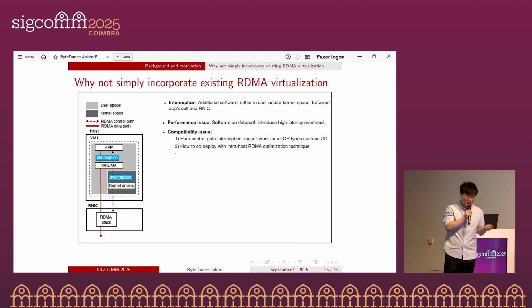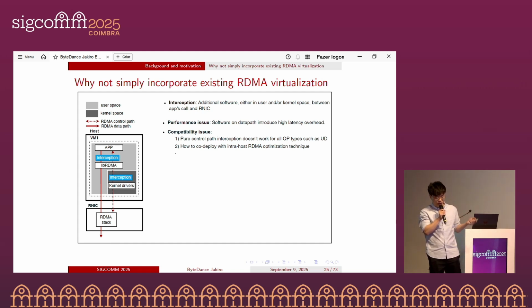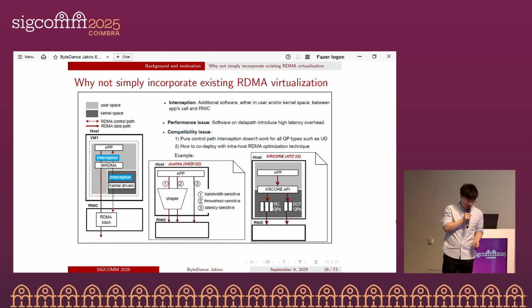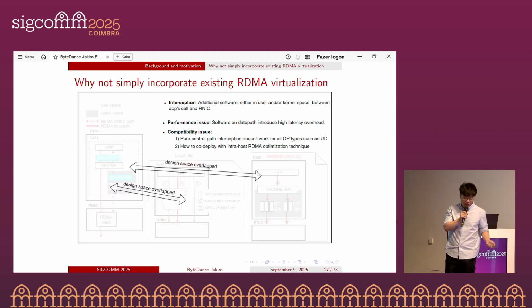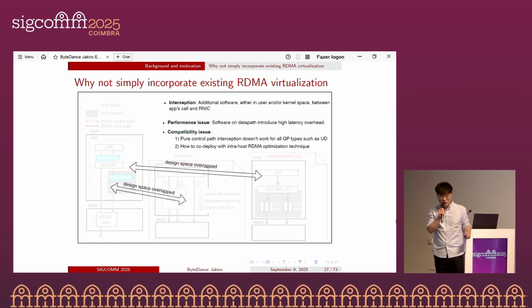However, more than that, it's not clear how to co-deploy those interception-based virtualizations with intra-host RDMA optimization techniques. Here are two examples. The high-level idea is that these two examples are all based on interception within the intra-host. Given that the design spaces overlap, it's not clear how to co-deploy them.